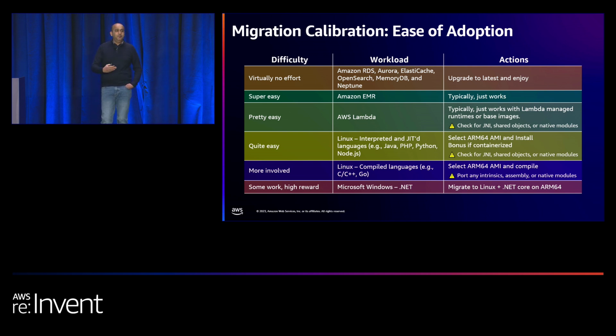So typically, if you use an AWS managed service that supports Graviton, just upgrade to a version that's supported by that service, and you would be able to enjoy the price performance savings right away. And in most cases, it's a simple instant switch.